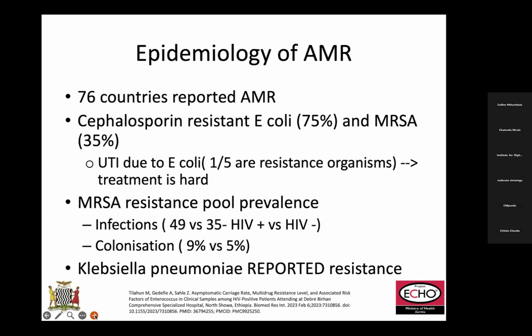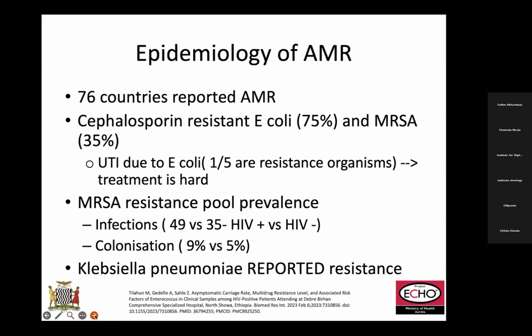Then when we think about antimicrobial resistance, if you look at WHO reporting, over 76 countries in the world have reported antimicrobial resistance. It could be resistance to one drug, it could be resistance to several drugs, but the number is quite significant. Most of us in our setting tend to use drugs like penicillins and cephalosporins commonly. And we find that in most of those countries that have reported, including Zambia, a lot of the isolates like E. coli tend to be resistant to cephalosporins like cefotaxime and ceftriaxone from that class.